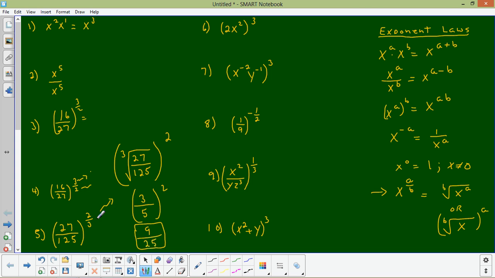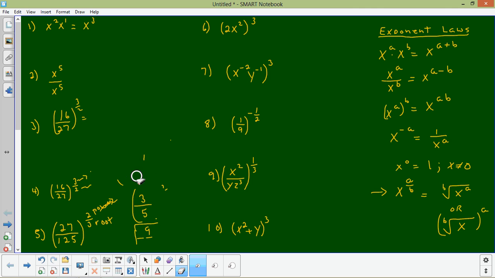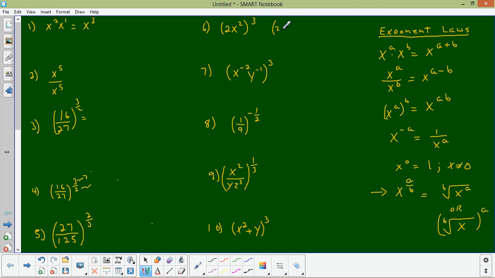So fractional exponents, just remember the bottom is going to be your root, and the top is going to be your power. You usually can't get in too much trouble from there. Number 6 at the top of the next column is 2x squared cubed. And of course, to cube something means to multiply it times itself 3 times. And so in this case, we mean 2x squared times 2x squared times 2x squared. And that's going to give us 8x to the 6th.